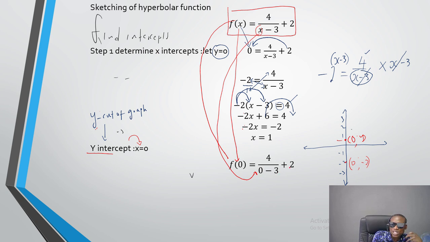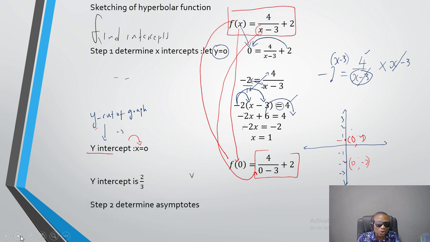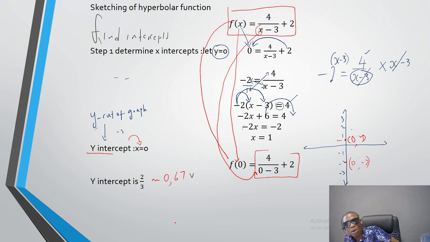So what is 4 over 0 minus 3 plus 2? Here, just press your calculator. Just say 4 divided by minus 3 plus 2. You'll get 0.67. You'll get 2 over 3. The y-intercept is 2 over 3, which is 0.67. Let's also write it in decimal form. It's 0.666 recurring. So I'm rounding to 2 decimal places, 0.67. So I found the y-intercept.